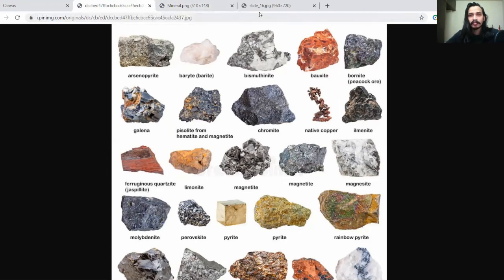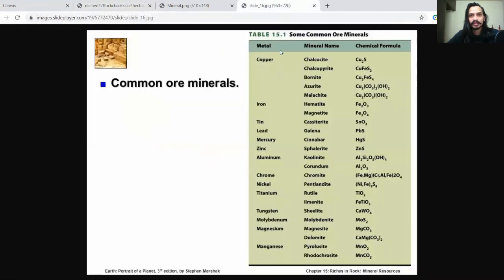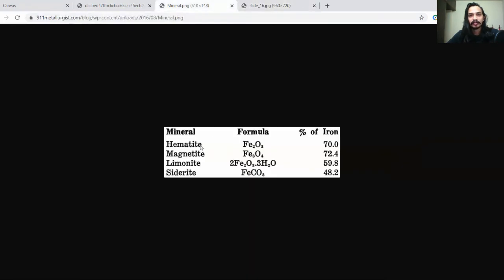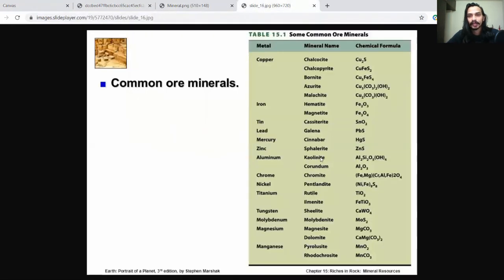Now, one question is different metals are forming different ores, right? And there's a different reason also why. So I'm just going to show you a list of these common ores. So copper has these ores, right? These are the names and these are the chemical formulae. This is for iron. So if you say iron, only use hematite, magnetite, because these are the ores that we use. We don't talk about these minerals anymore. We're just talking about the ores.